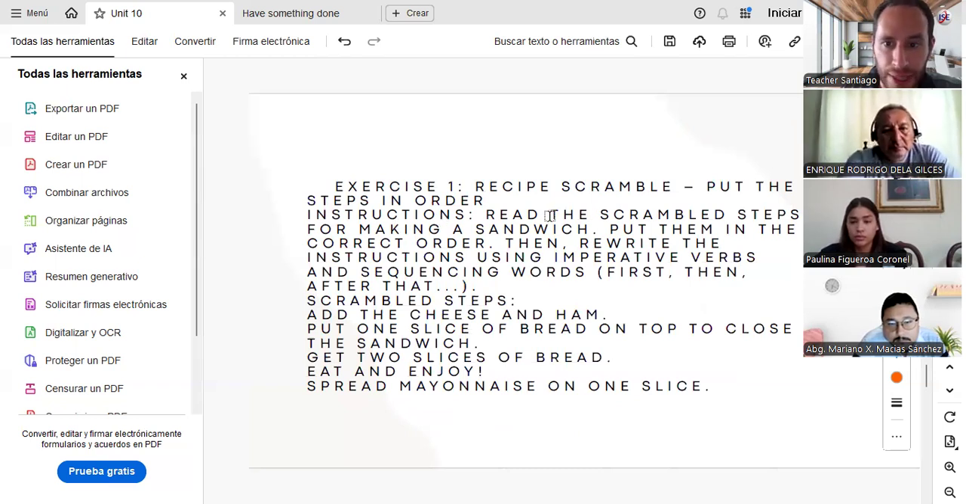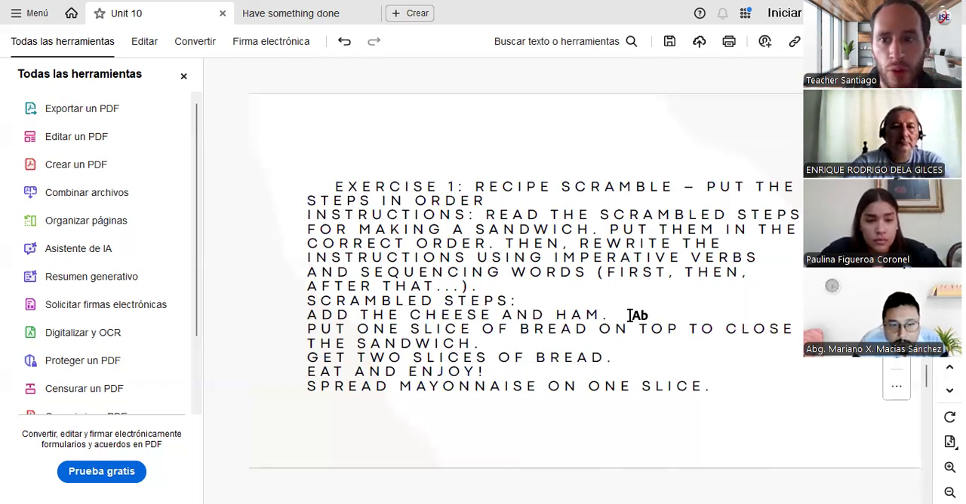Instruction: read the scrambled steps for making a sandwich. Put them in the correct order. Then write the instruction using imperative verbs and the sequence words first, then, after that. So, a scrambled step. What do you think is the first step to cook a sandwich?